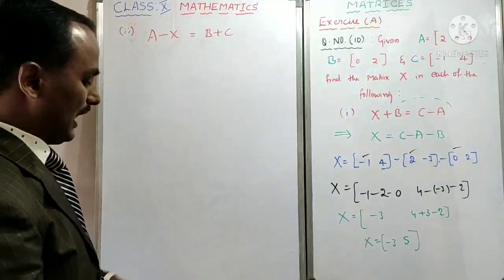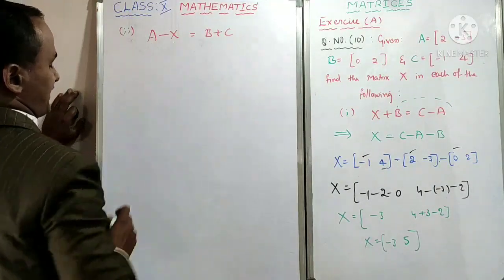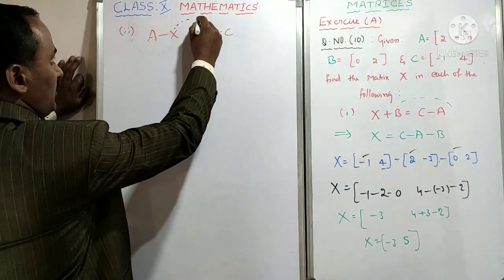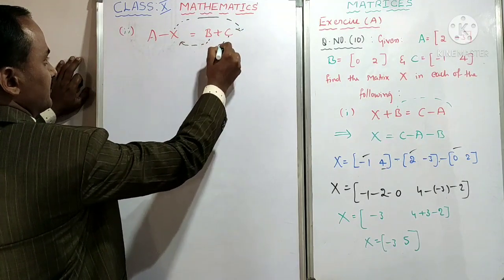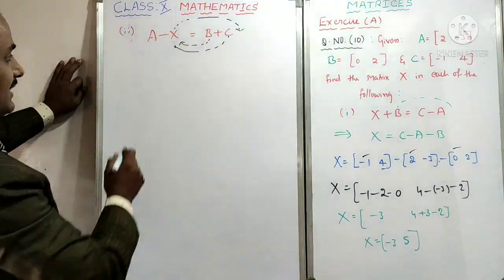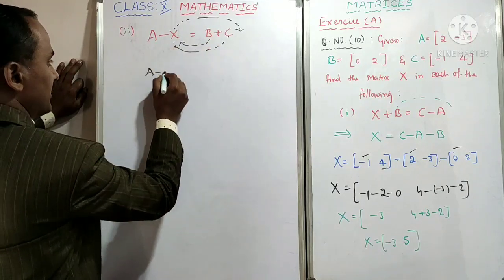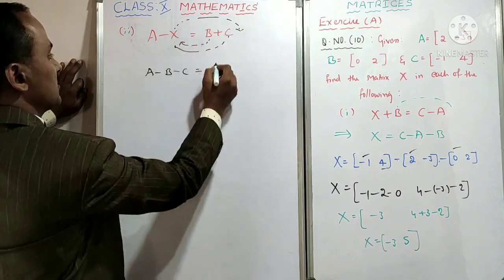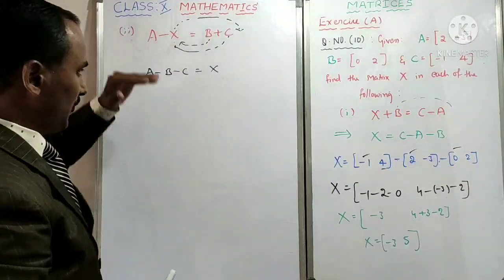Now in the same way I will do this one also. How to do? Observe here. Here also I want X. What to do now? This is having negative sign, so this one I will transfer to the right side. These two I will transfer to the left side. Shall I do? Yes. A I will write as it is. Plus B comes to this side minus B. Plus C comes to this side minus C is equal to X goes to that side plus X.